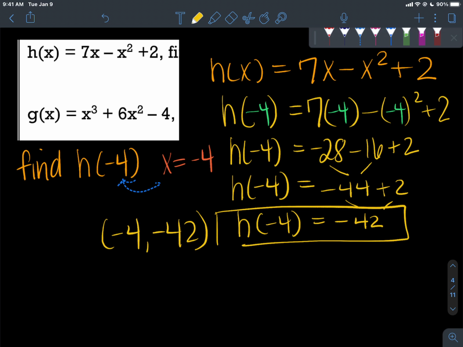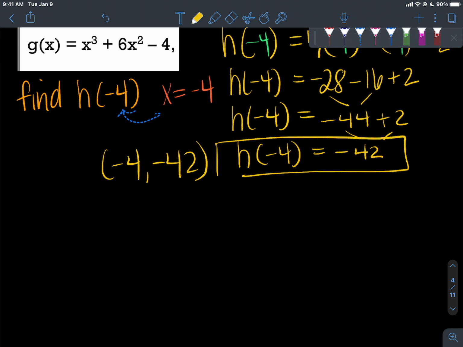Now, on the flip side of that, they can also ask me, well, what is the y value? So, what is the x value? So they could say something like, what is x whenever h of x is equal to -4, okay? Let's go ahead and do that second equation as well.